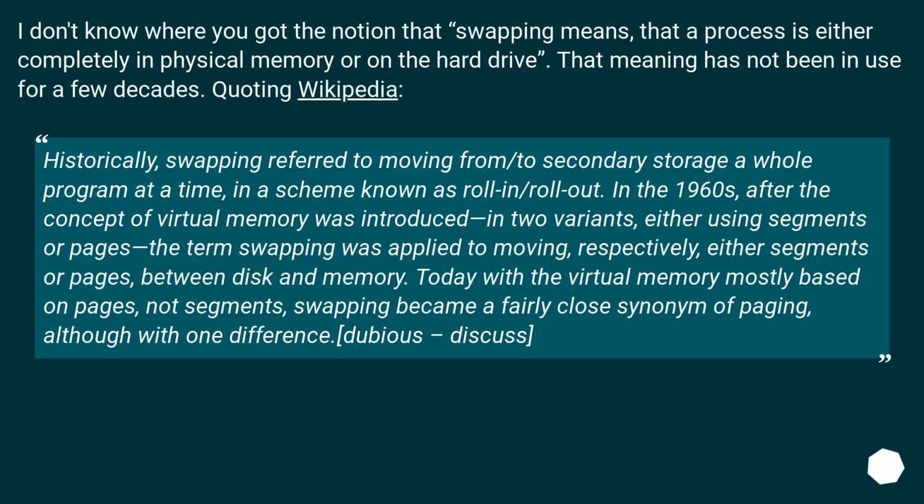Quoting Wikipedia: Historically, swapping referred to moving from/to secondary storage a whole program at a time, in a scheme known as roll-in/roll-out. In the 1960s, after the concept of virtual memory was introduced, in two variants, either using segments or pages, the term swapping was applied to moving, respectively, either segments or pages, between disk and memory. Today, with the virtual memory mostly based on pages, not segments, swapping became a fairly close synonym of paging, although with one difference. Dubious? Discuss.